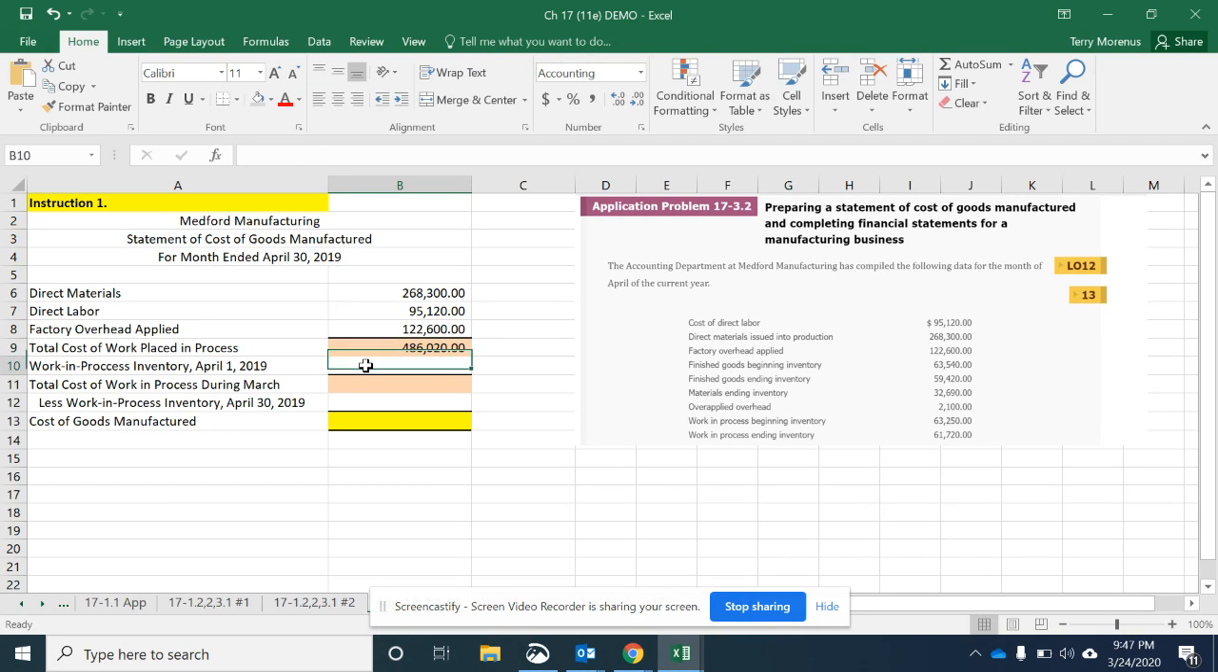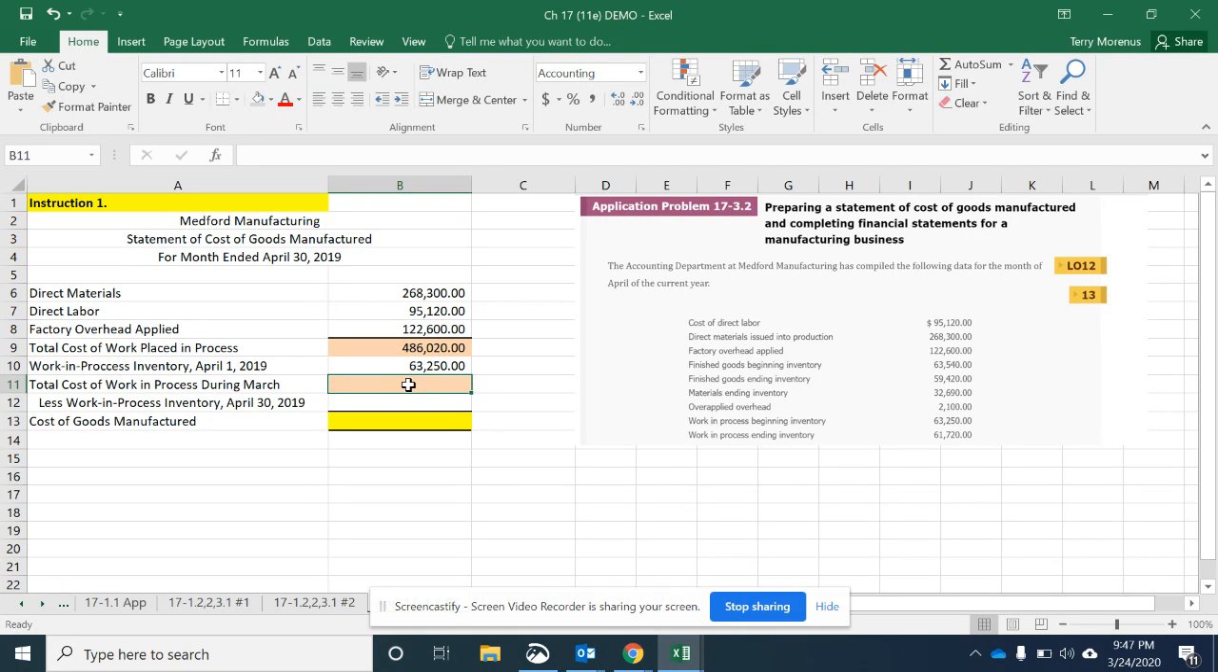All right, so then we've got our work in process inventory, and we're also going to grab that from there as well. So work in process inventory, April 1st, that is actually finished goods beginning inventory, 63,000. No, it's not. It's right here, work in process beginning inventory, $63,250. All right, so let's type that in, 63,250.